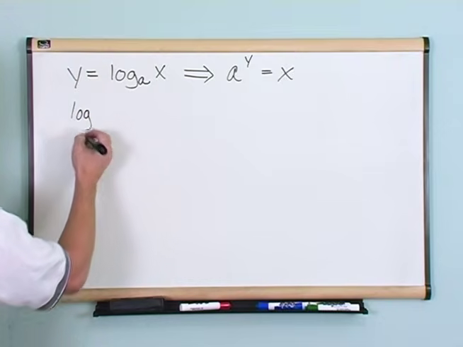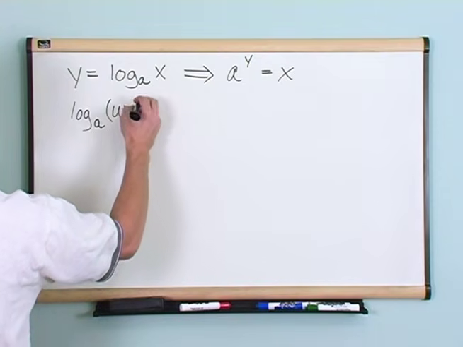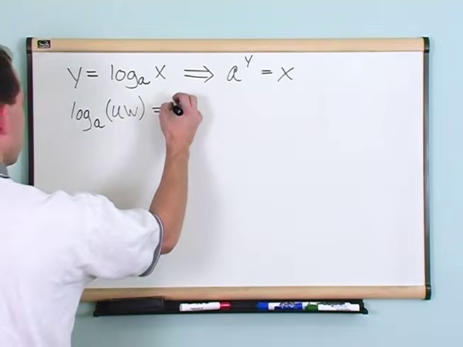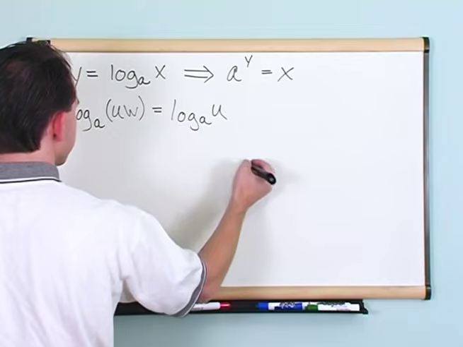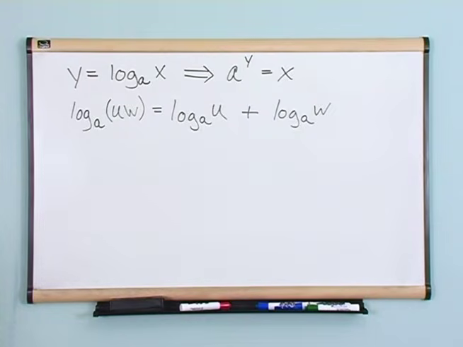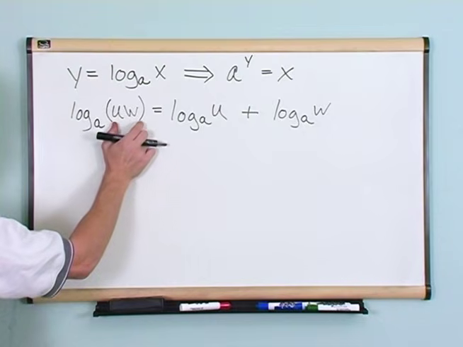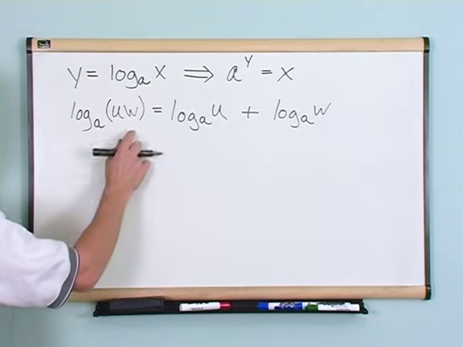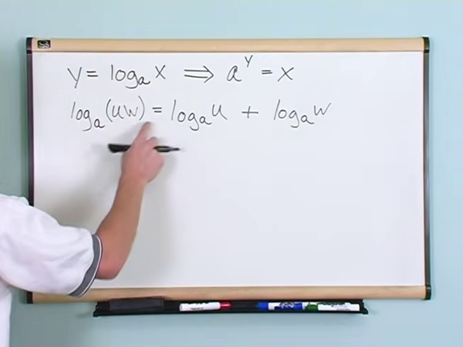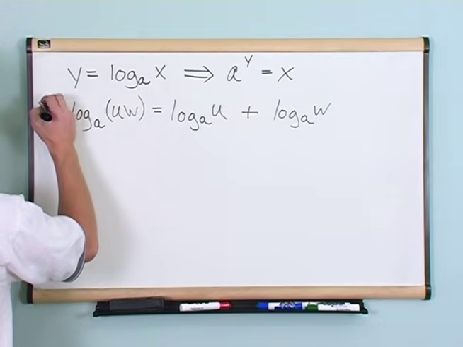Log base a of u times w, which is just two numbers multiplied together, or two variables multiplied together, equals log base a of u plus log base a of w. What I'm trying to say is, if you're trying to take a logarithm of something, and this something is two things multiplied together, all it is is the log of the first one plus the log of the second one. So if these were two variables, x and y, it'd be log of x plus log of y, if they're multiplied together in there, just like this. So this is very important. Remember this.